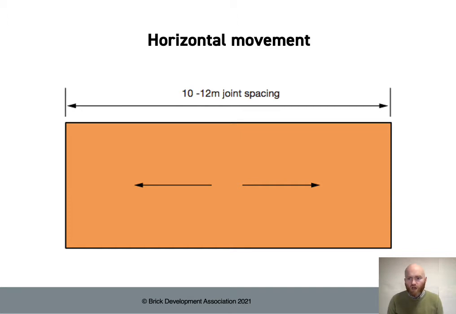What a lot of designers like to do is keep that spacing down to around 8 meters. That allows you to keep the movement joint width around 10 millimeters, which means that it's then the same width as your normal bed joint or perpendicular joint. Then you colour match the mastic and you just don't read it as anything hugely different from the mortared joint between the bricks.